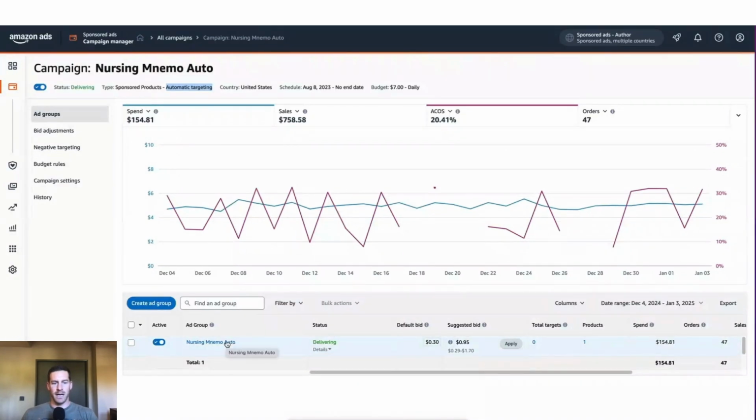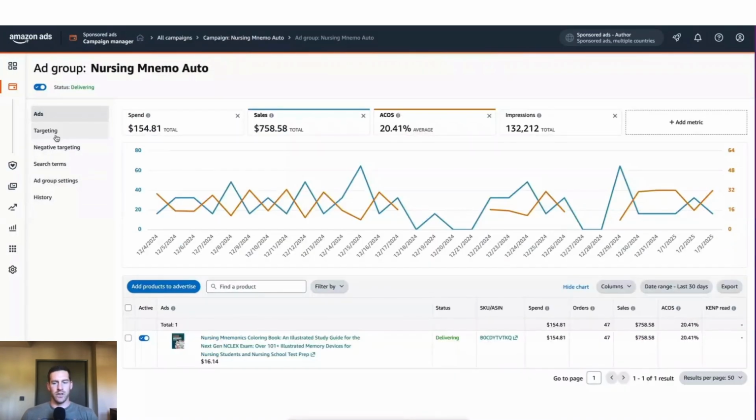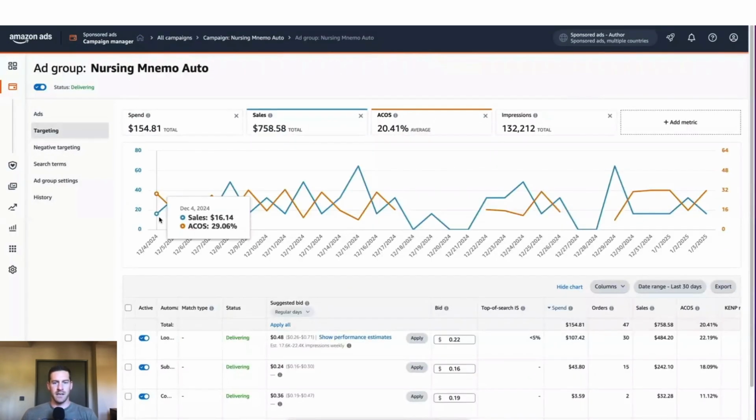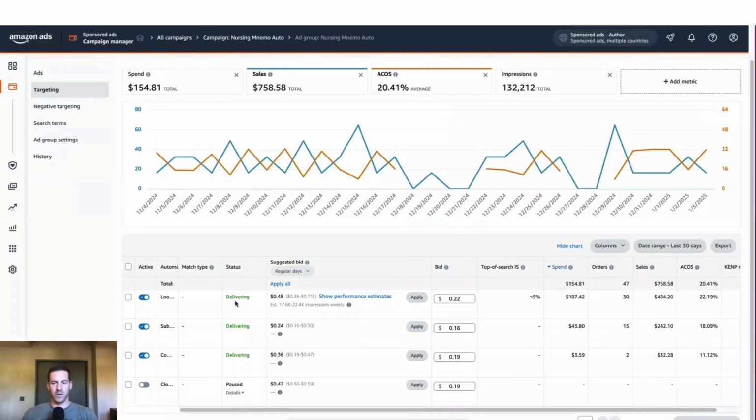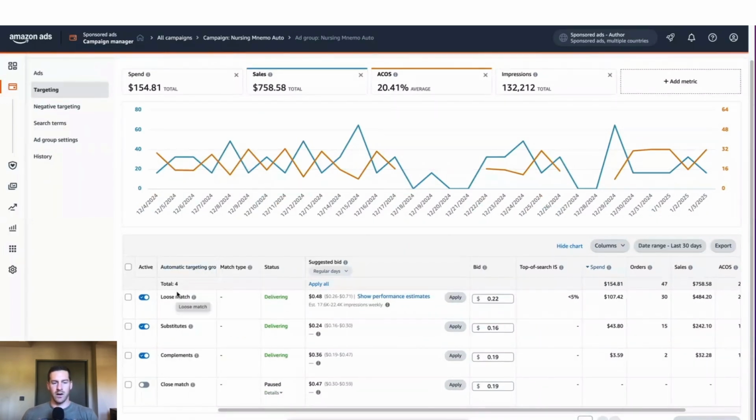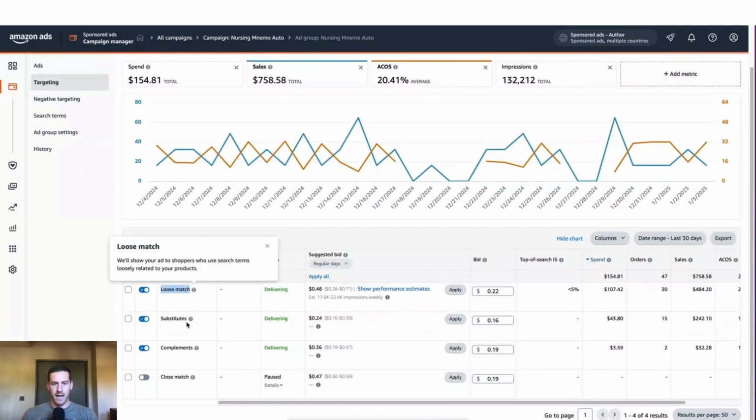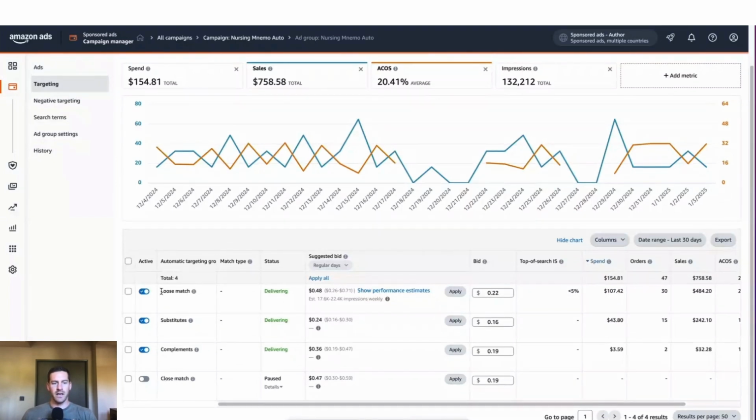So we'll open up that ad group, and now we can go to targeting, and we're actually going to see what is happening in more detail here, how Amazon is targeting these ads. So there are loose match ads, there's substitutes, and there's complements. There's also close match, but I have that toggled off because it wasn't profitable for me. So I just deselected it and I'm only running these three. But essentially loose match, substitutes, and complements are kind of what they sound like. These are products that are loosely associated with my product.